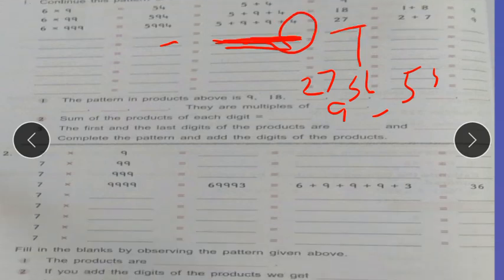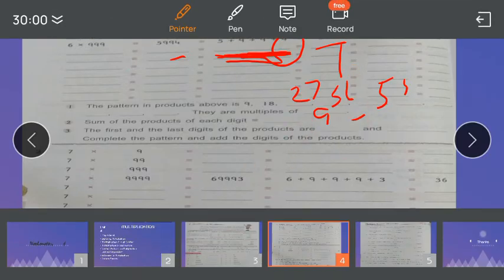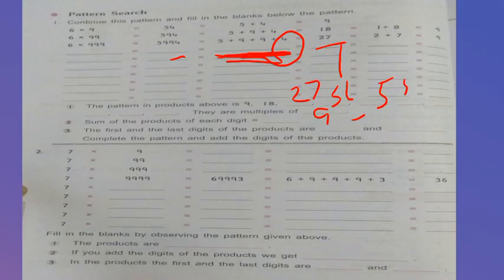Look here. Here this side, 1 plus 8 is 9, 2 plus 7 is 9. Here we are adding, no? So the sum of the products of each digit is 9. What you have to write? 9. When we are adding, we are getting 9 only. So the sum is 9.